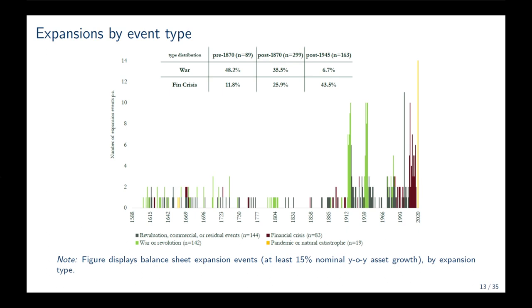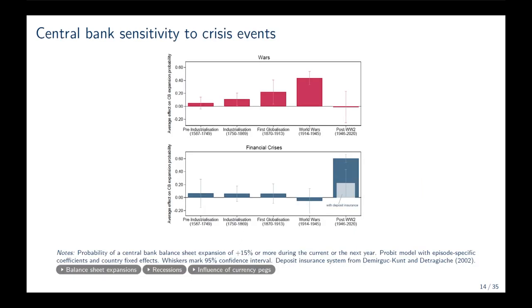So when we observe balance sheet expansions in this sample in the 20th century, you see this shift from interventions in war times, typically government finance operations, and you see this here in the two world wars as well, to financial crisis interventions. You can do this a little more formally and just estimate the central bank sensitivity to crisis events over time. So this is pre-industrialization, the industrialization period, the first globalization, the World War period, and post-World War II.